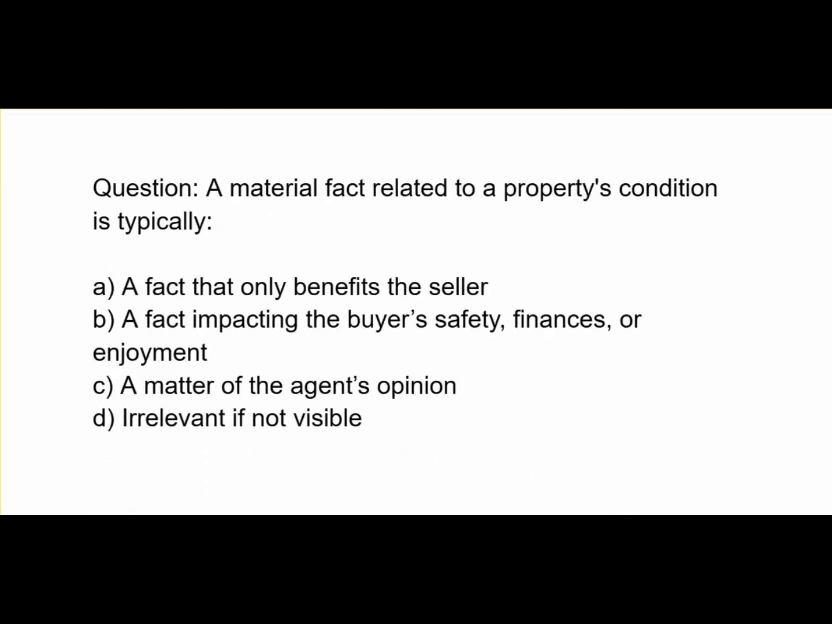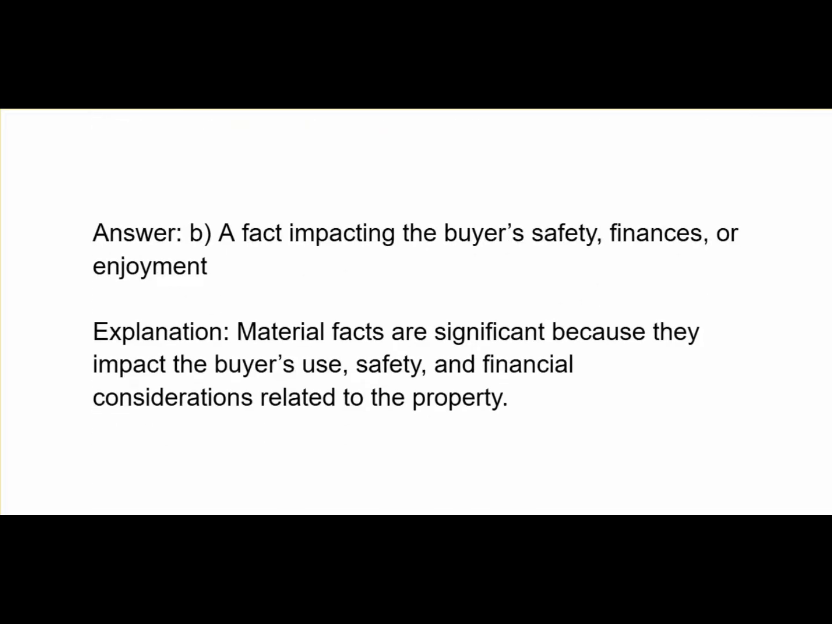A material fact related to a property's condition is typically A, a fact that only benefits the seller, B, a fact impacting the buyer's safety, finances, or enjoyment, C, a matter of the agent's opinion, D, irrelevant if not visible. B, a fact impacting the buyer's safety, finances, or enjoyment. Material facts are significant because they impact the buyer's use, safety, and financial considerations related to the property.